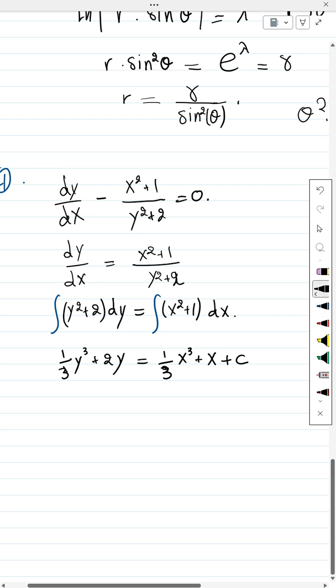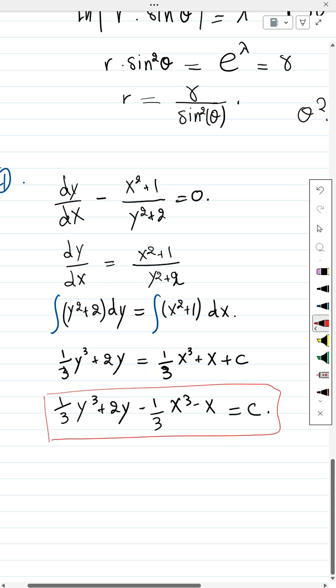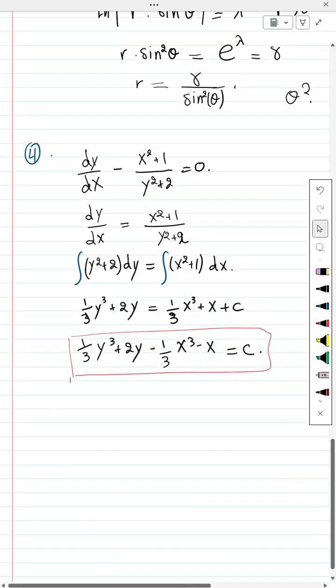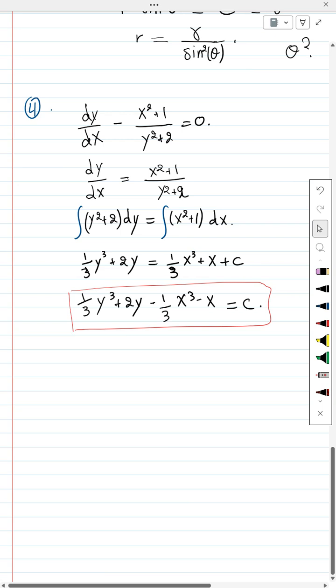We can now just do some simplification. 1 over 3 y cubed plus 2y minus 1 over 3x cubed minus x is going to be equal to c, and this is our solution for this example. When we get the derivative, if we want to just confirm if it's the right solution, we can just replace it in this equation.